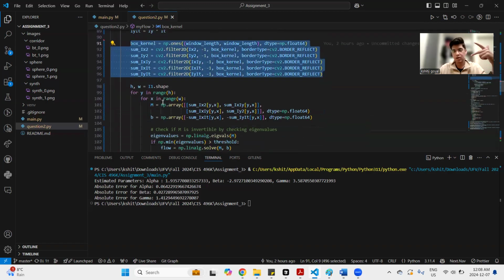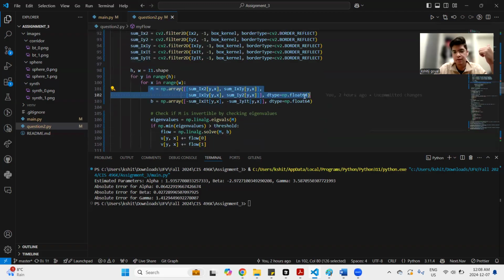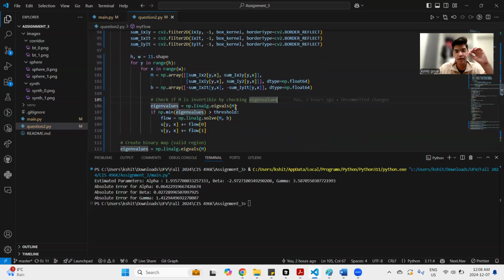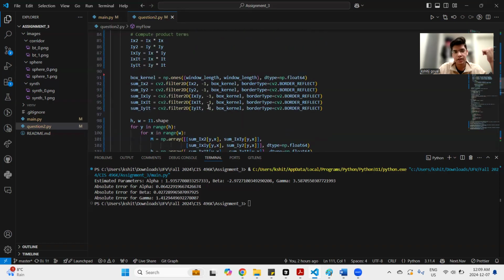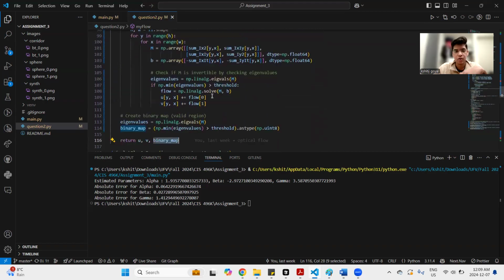Then I run a nested for loop to generate the matrix M and B for each pixel, each point. If the eigenvalues for that point are more than the threshold, then that point is considered an interest point, and I can use that to calculate flow. After running all the calculations, I'm returned U, V, and a binary map. U is the direction in the x-axis, V is the direction in the y-axis, and the binary map shows where the optical flow is happening.